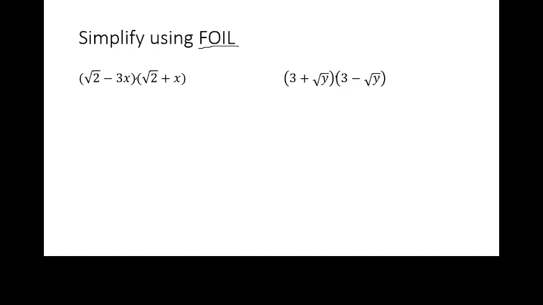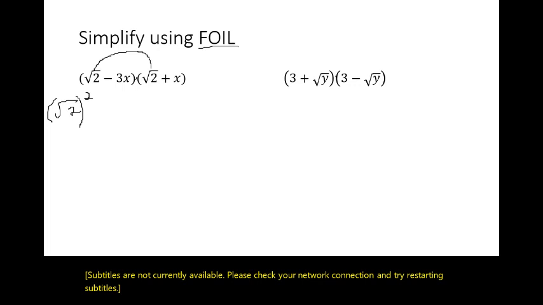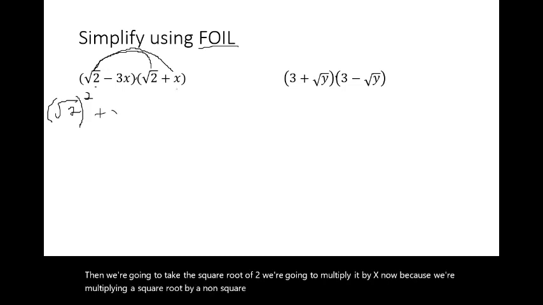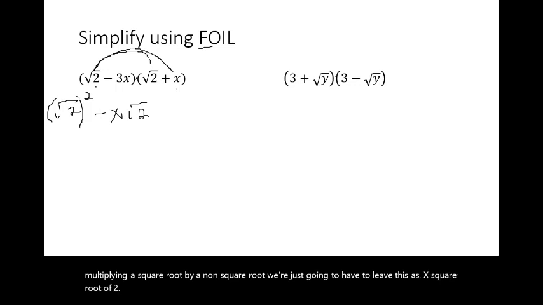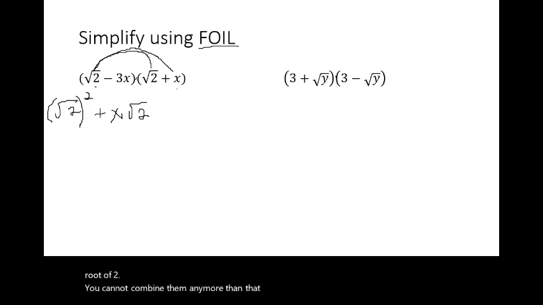So I'm going to multiply the first terms together. Square root of 2 times itself can be rewritten as the square root of 2 parentheses squared. Because remember, you can always rewrite repeated multiplication as a square. Then we're going to take the square root of 2, we're going to multiply it by x. Now because we are multiplying a square root by a non-square root, we're just going to have to leave this as x square root of 2. You cannot combine them any more than that. That's as good as it's going to get.